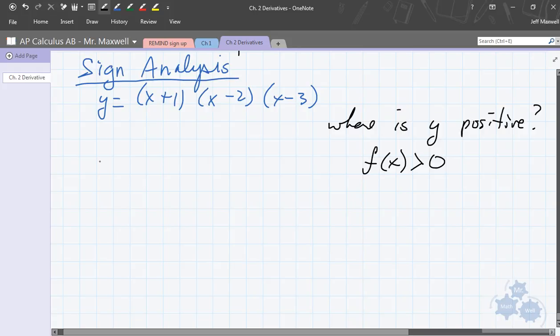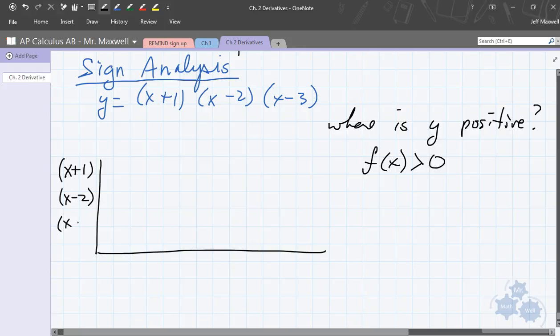So what you want to do is draw your sign analysis chart, and put your factors here. Do you remember doing this? x plus 1, x minus 2, x minus 3. And down here, you want to put your f of x. No, it's not synthetic division. It's different, but pretty close. You'll remember once I start doing it. So x plus 1. First of all, you want to ask yourself, when is this factor 0? And it's 0 at negative 1 right there. And so you write negative 1. This is sort of your number line.